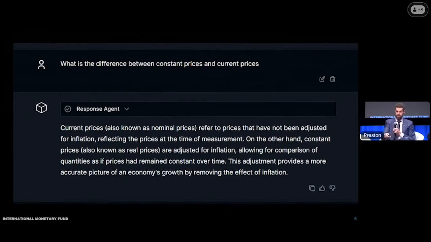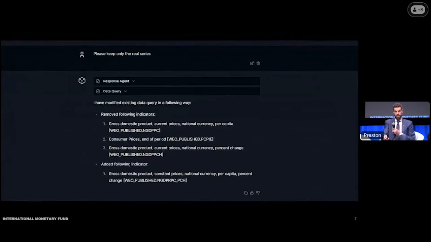And I see in this response that current and constant prices, they're really talking about nominal and real series. And those are words that I understand. Those are words that I've heard before. And I might read this definition and think, I'd really like to modify my query to deal with only the real series. But I don't want to have to reconvert and think, do I have to refer to those as constant or current? I'm just going to ask it for what I want. Please keep the real series.